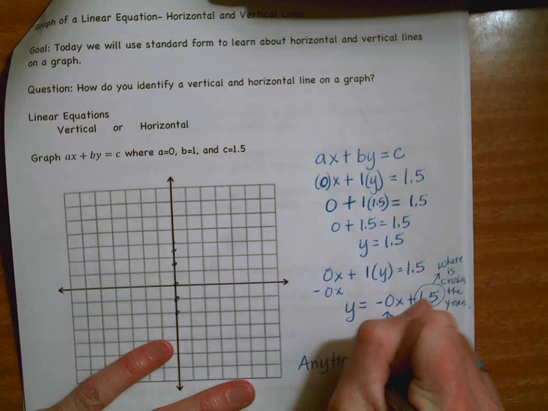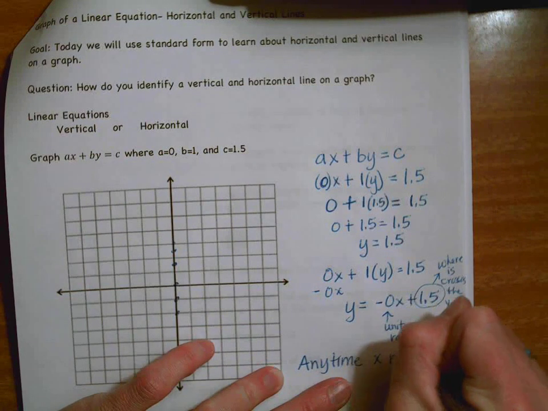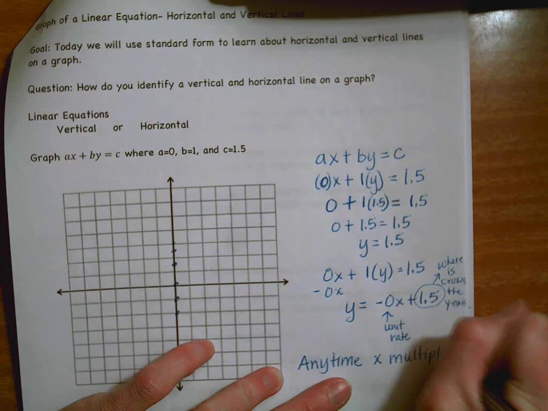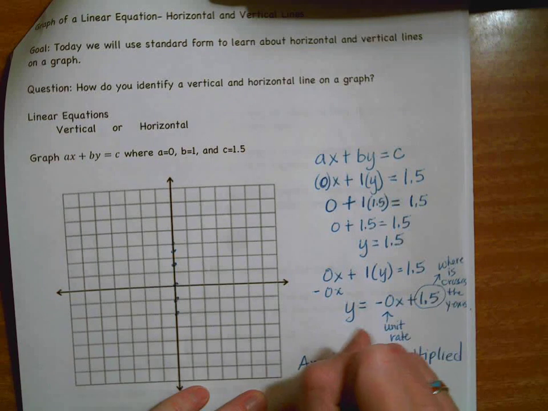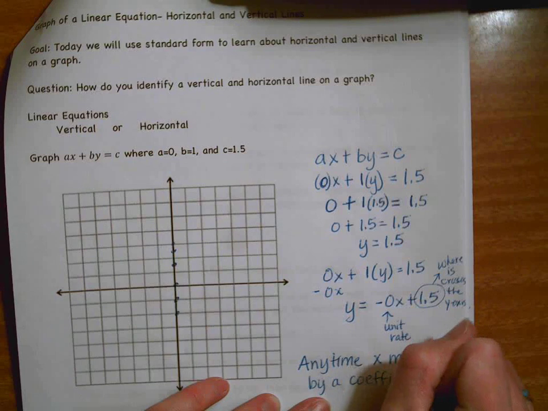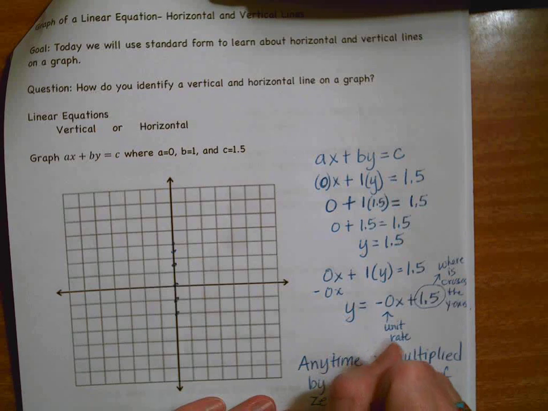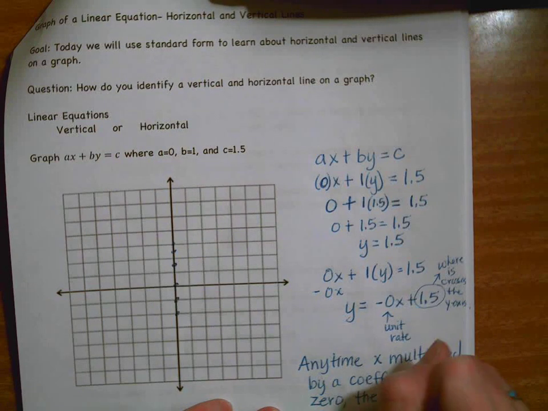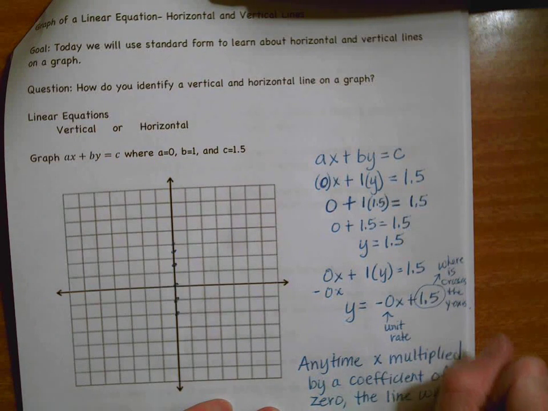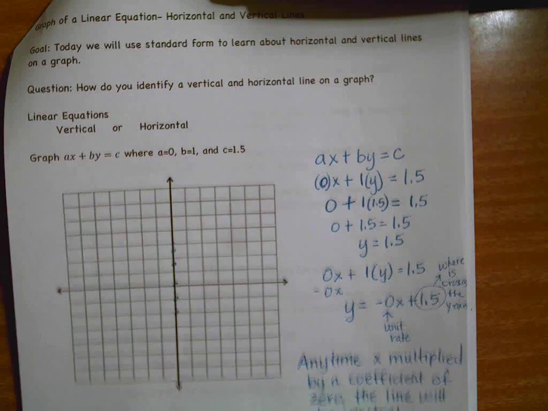So what that means is anytime x is multiplied by a coefficient of 0, the line will be vertical. Okay, that's what we learned about that one.